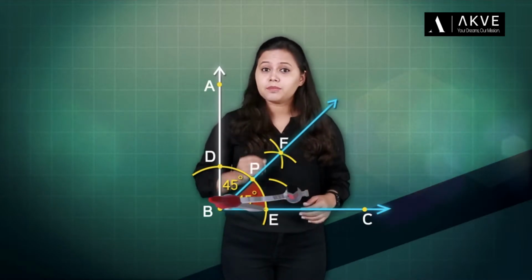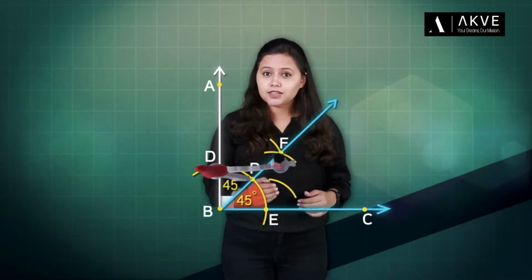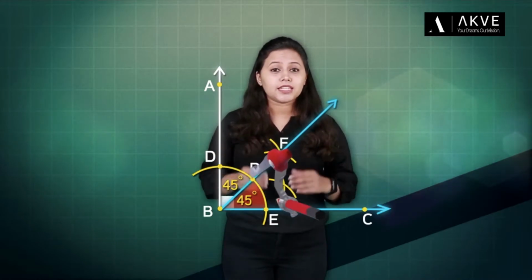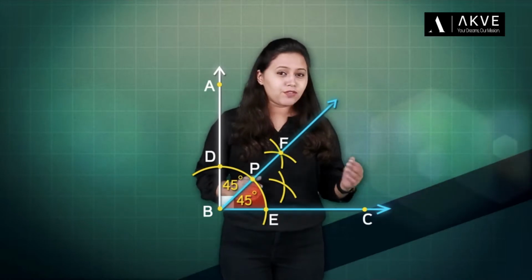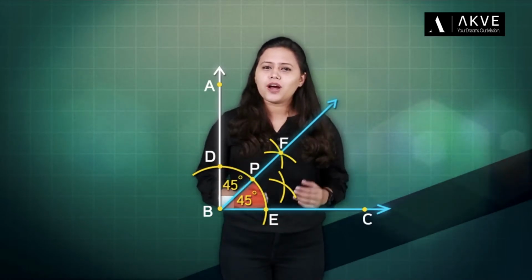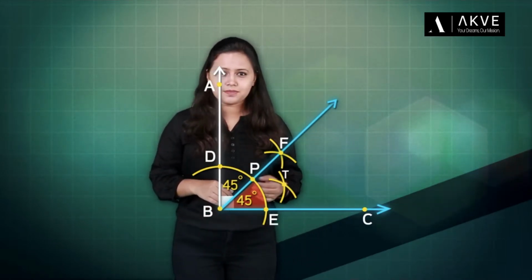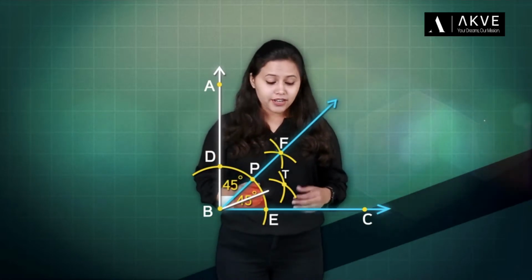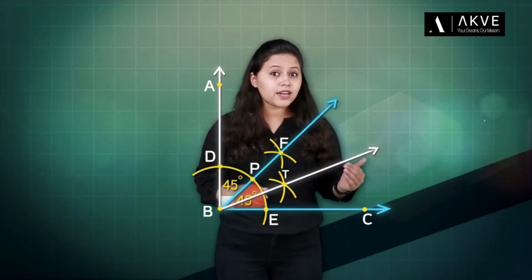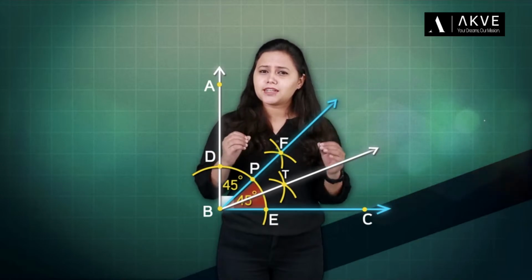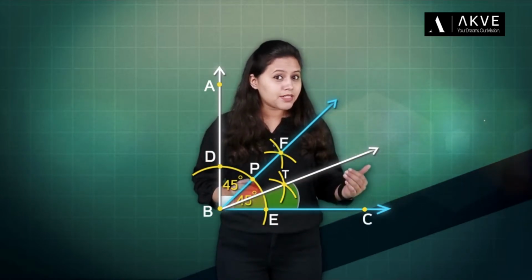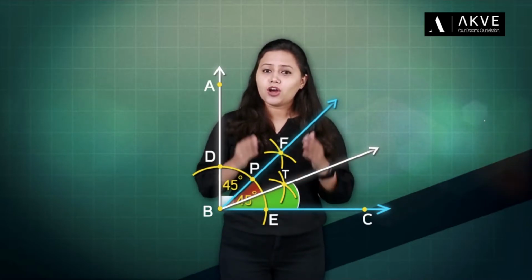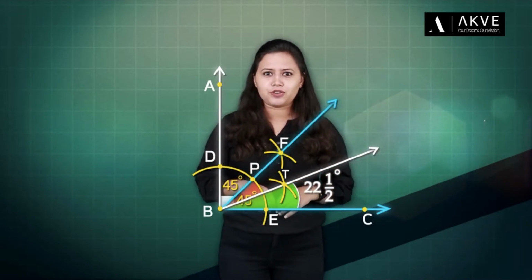Now, with the same radius and taking P as center, draw another arc in the interior of angle FBC such that it intersects the previous arc. Let the two arcs intersect at a point T. Lastly, draw the ray BT. This ray BT is the required bisector of angle FBC. Thus, angle TBC is the required angle of measure 22.5 degrees.